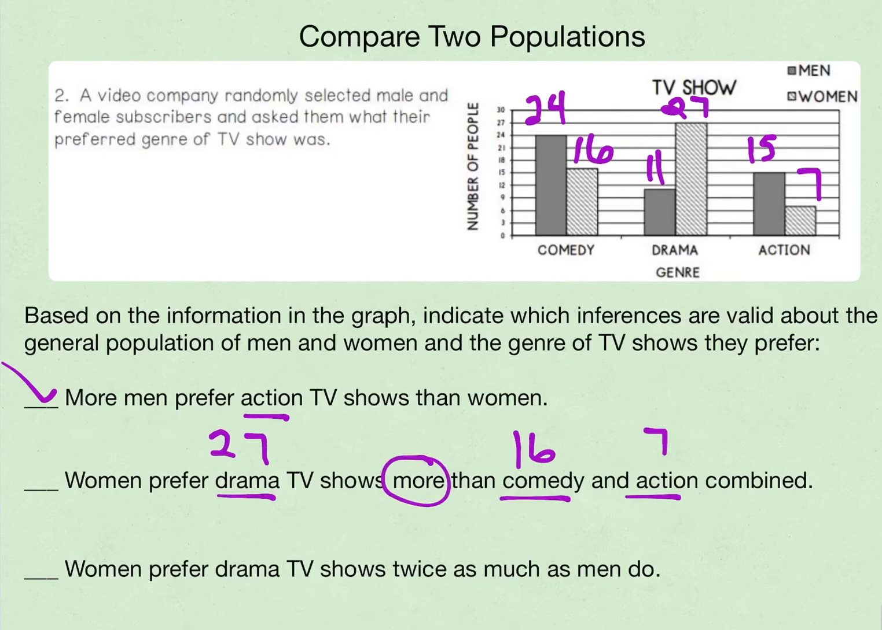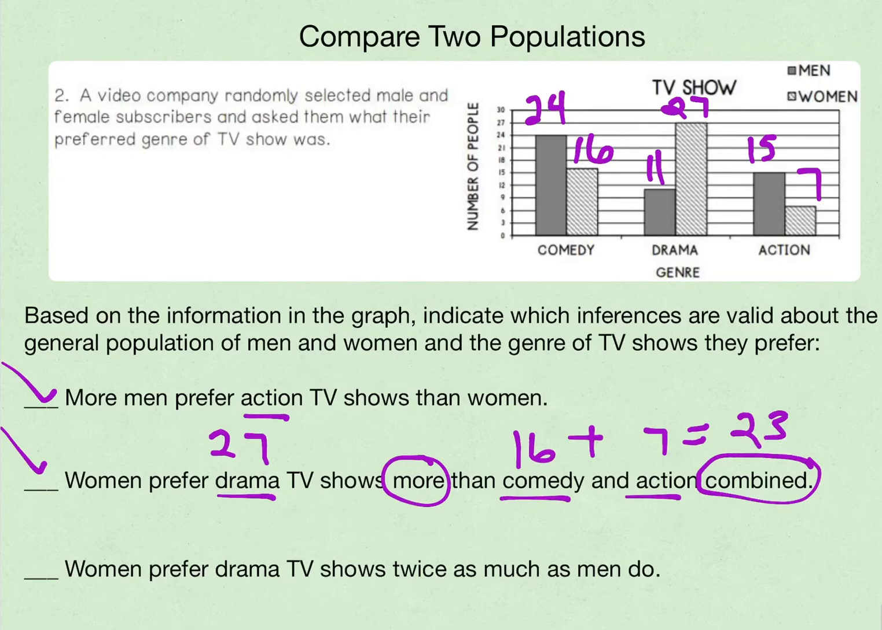Now, it says more than, and drama is higher out of these two, but at the end, it says combined, so we have to make sure that we add these together first. 16 plus 7 gives us 23. And so even when we do that, we can see that women do prefer, based on this sample, drama more than comedy and action combined. So this is also a valid statement for that population.